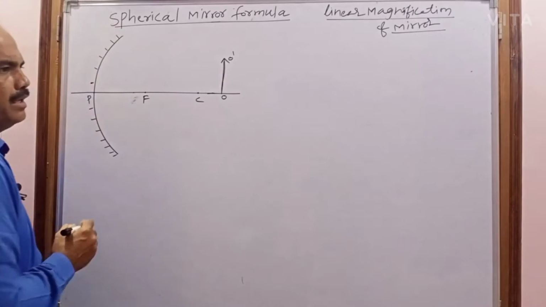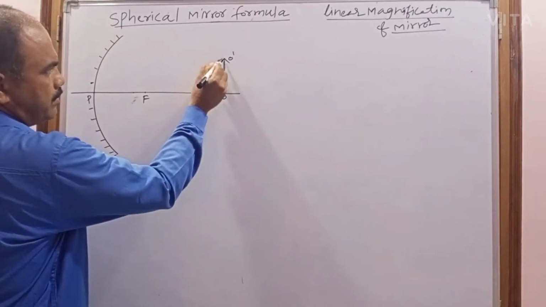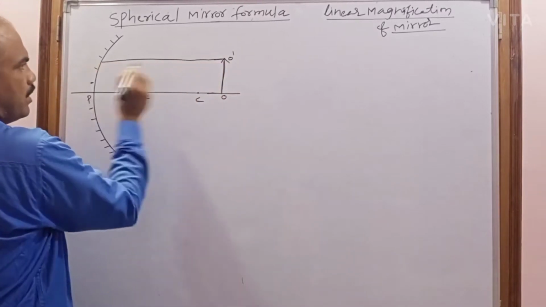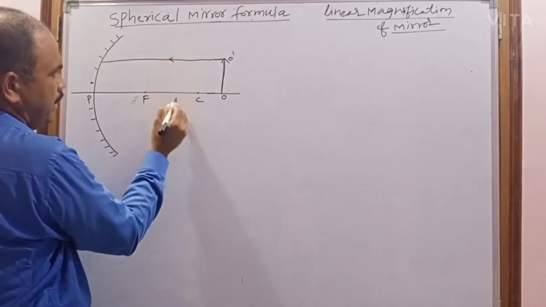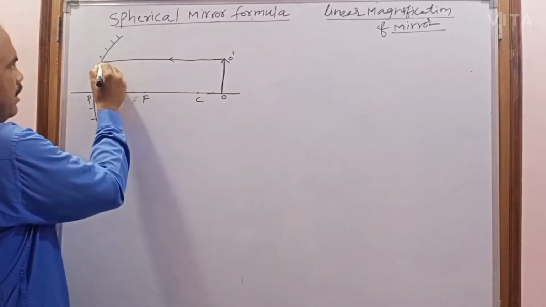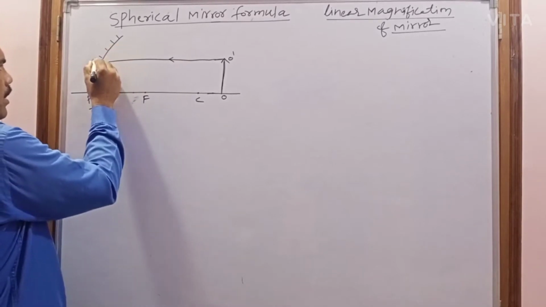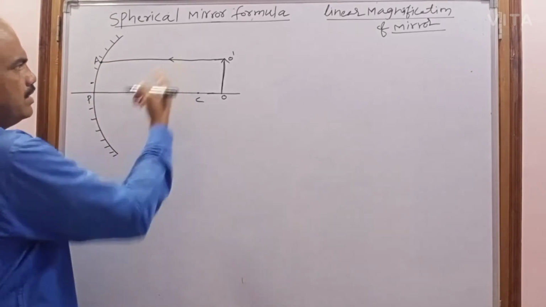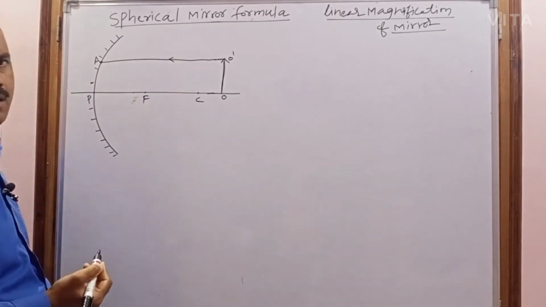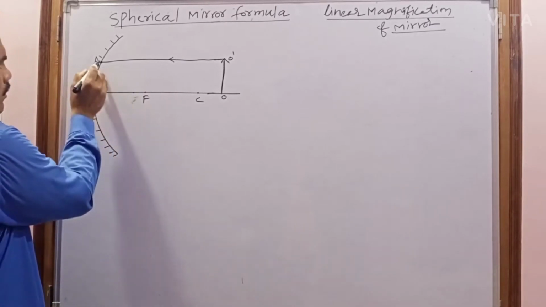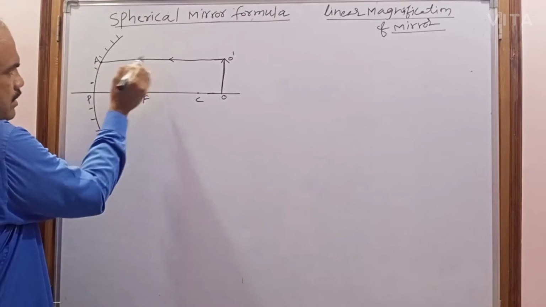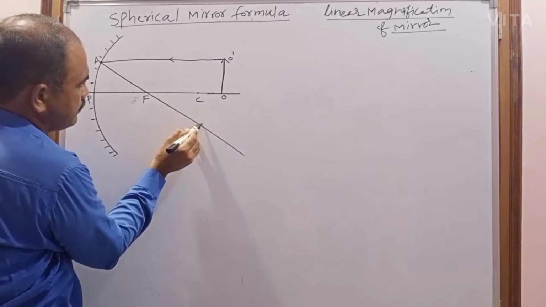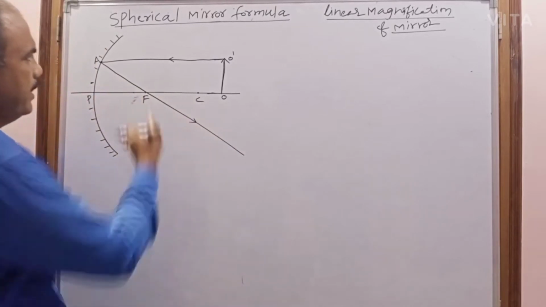First I am taking one incident ray coming from the top of the object, parallel to the principal axis. It is incident on the mirror at a point A. This point A is called the point of incidence for this incident ray. After reflection, how will it be? According to the rules, after reflection this ray passes through the focus. This is the reflected ray corresponding to this incident ray.